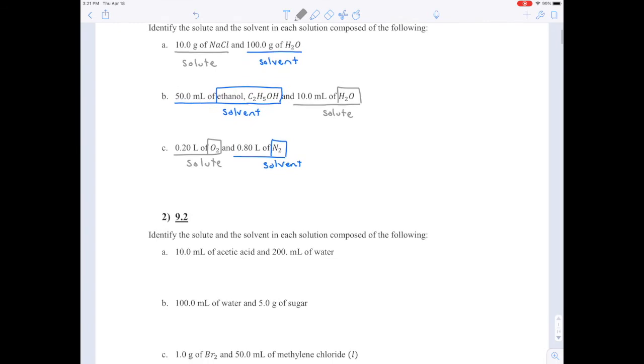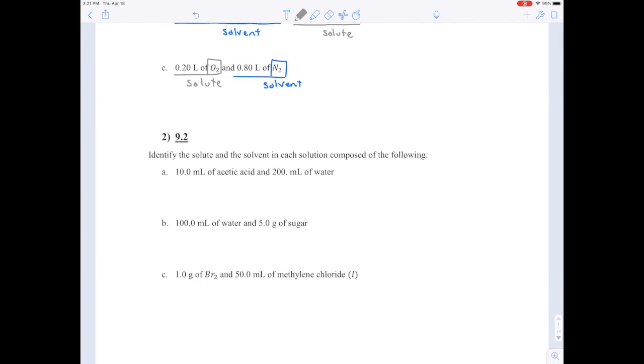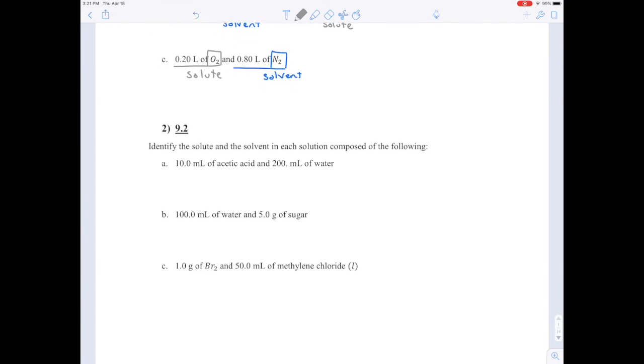Question 2 in Chapter 9 is really the same thing, just with different solutions. So in this example, for A, because 10 milliliters is less than 200 milliliters, the acetic acid is the solute. And because 200 is bigger than 10, the water is the solvent.